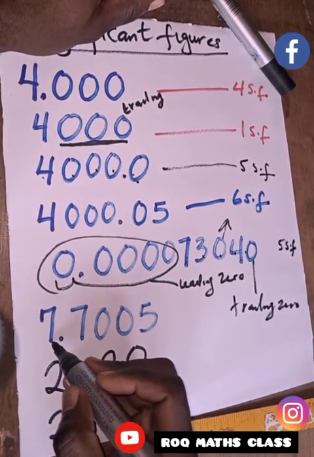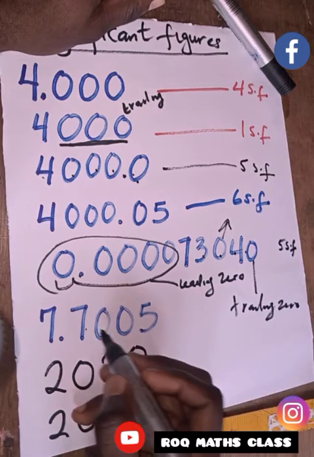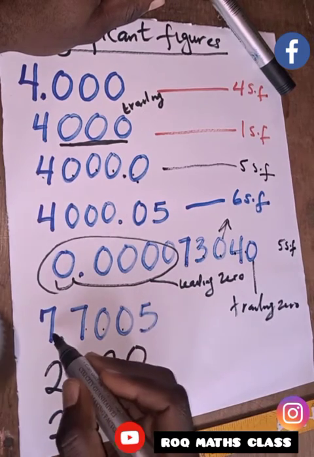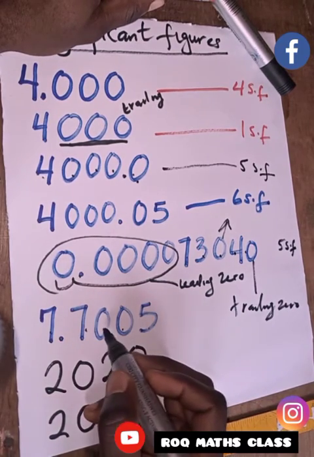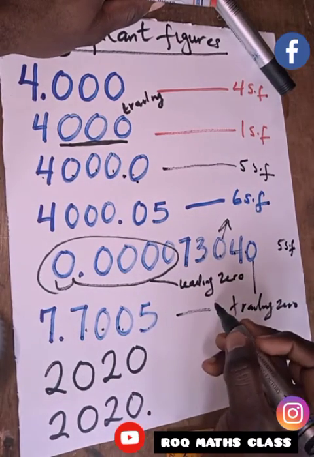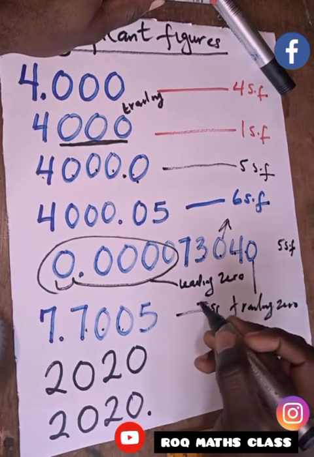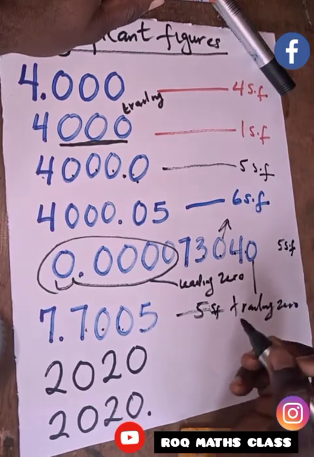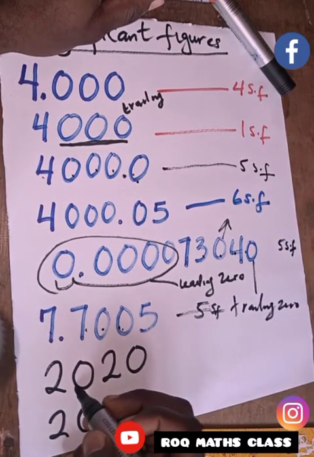What about this? 7.7005. We have 1, 2, 3, 4, 5. We have how many significant figures? 5 significant figures.